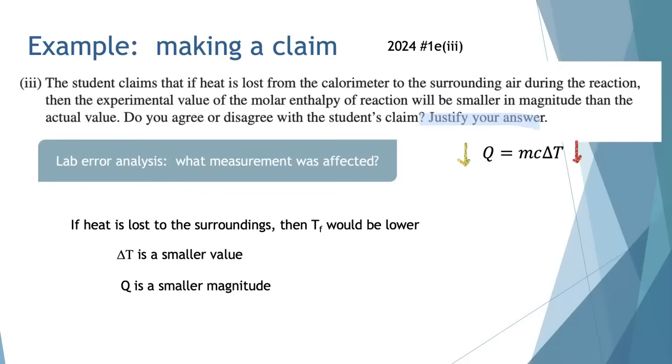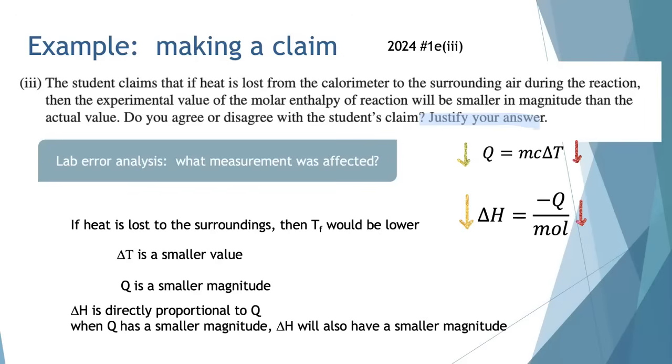And this is all relevant because we want to calculate the molar enthalpy. And the molar enthalpy would be the q value with the opposite sign divided by the moles. But q has a smaller magnitude, and q and delta H are directly proportional. So if the magnitude of q is smaller, then the magnitude of delta H will also be smaller. The end result is that, yes, I agree with the student's claim, but notice I did all my reasoning first, and I put my claim at the top, even though it's the last thing I wrote.